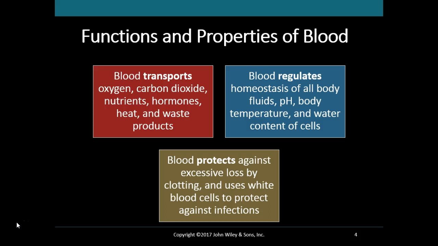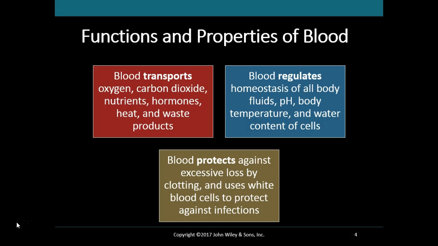The blood also carries nutrients from the digestive system out to body cells, carries hormones from endocrine glands out to body cells. The blood transports heat and waste products to various organs so that those waste products can be eliminated from the body.